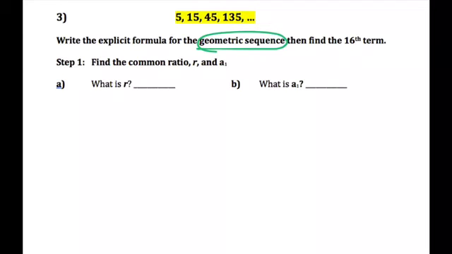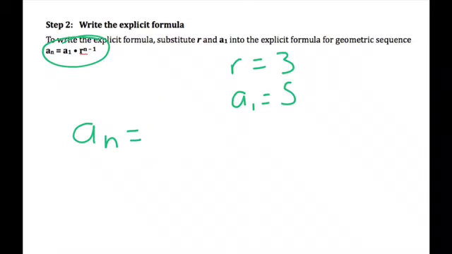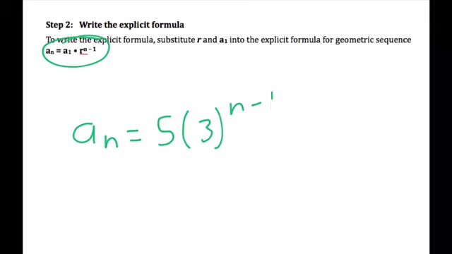Okay, for R you should have gotten 3, and for A sub 1 you should have gotten 5. Now we want to write our explicit formula. Remember that R was 3 and A sub 1 was 5, so we're just going to plug that into our explicit formula. A sub n equals A sub 1, which is 5, parenthesis, I'm going to run out of space here, so I'm going to erase that. R, which is 3, parenthesis, n subtract 1.